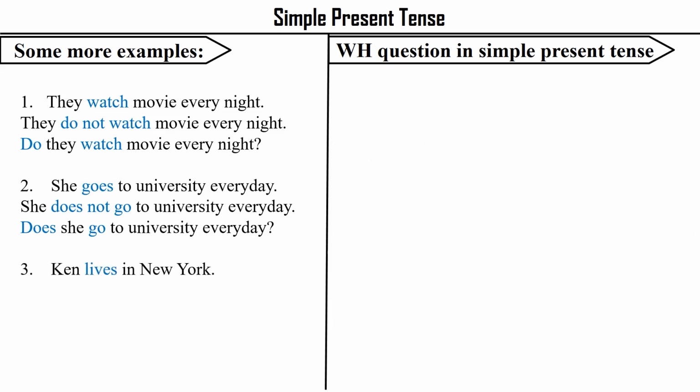Ken lives in New York. Positive form. Ken does not live in New York. Negative form. And does Ken live in New York is the interrogative form.